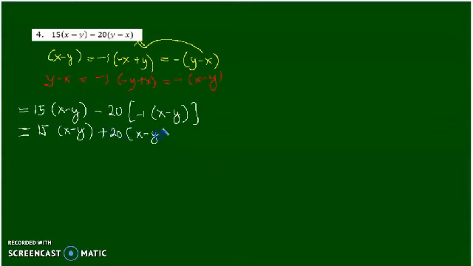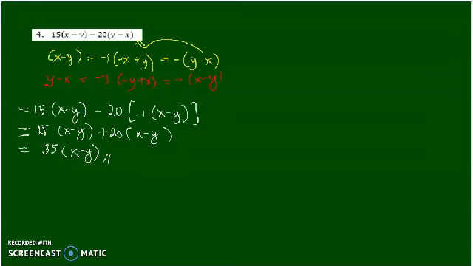x minus y. Now, look at these two terms. These two terms are similar, so therefore, we could simply add their numerical coefficients. So that is 15 plus 20 is 35, and then copy their common literal coefficients, which is x minus y. So, this is one of the set of factors.